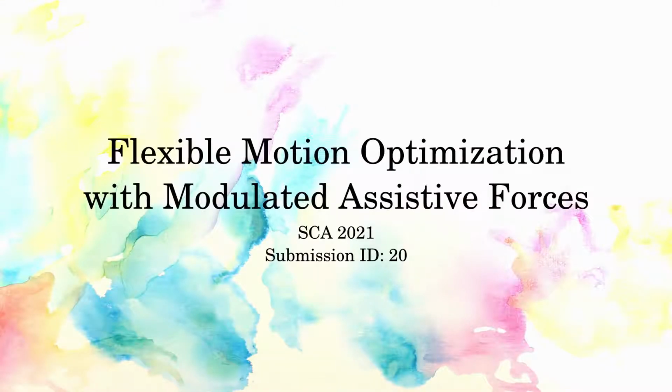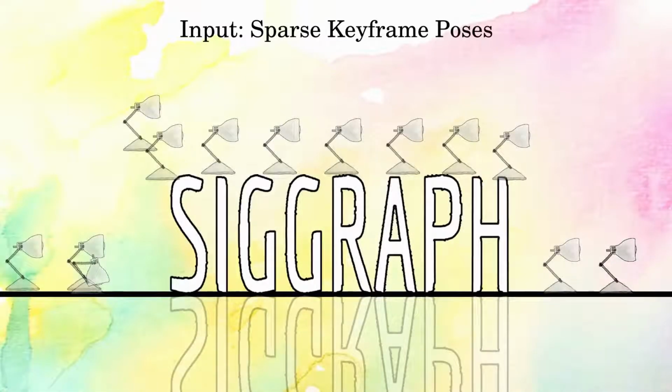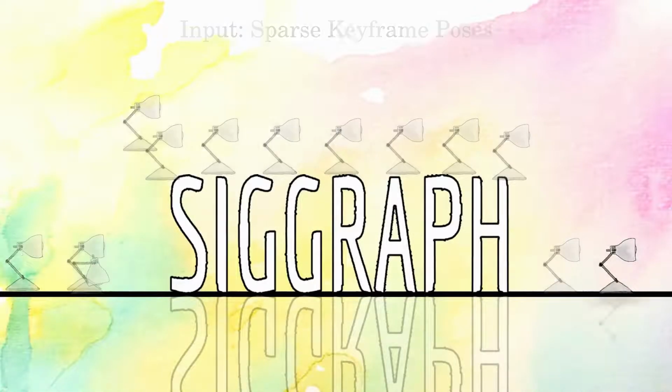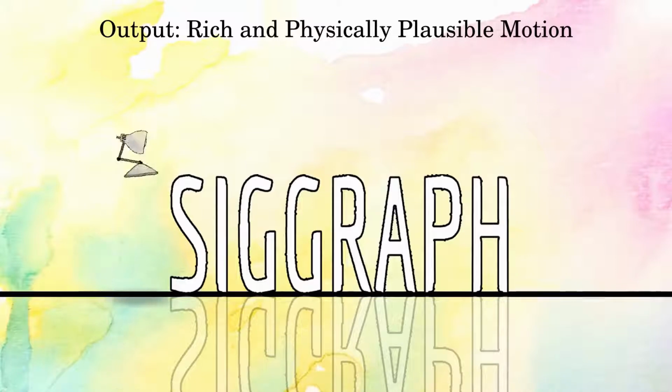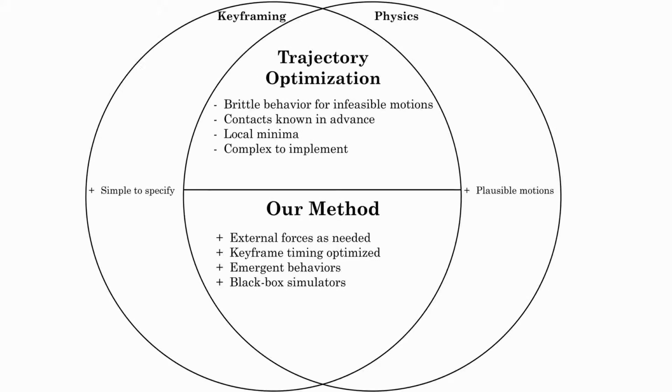We present our flexible motion optimization system that takes sparse and crudely specified keyframes and outputs rich and physically plausible motions. Our system lies at the intersection of keyframing and physics-based animation. Our method addresses a number of limitations of trajectory optimization by incorporating external assistive forces, optimizing for timing, exploring multiple solution modes, and allowing for black box simulators.